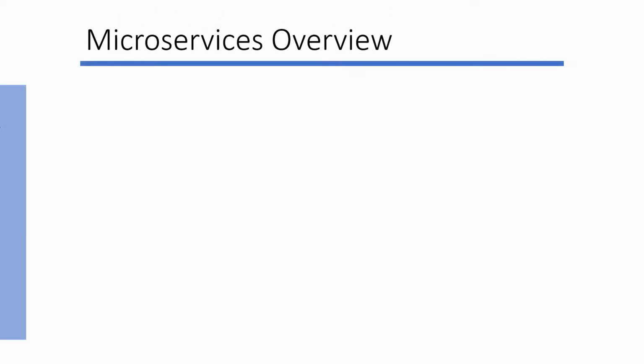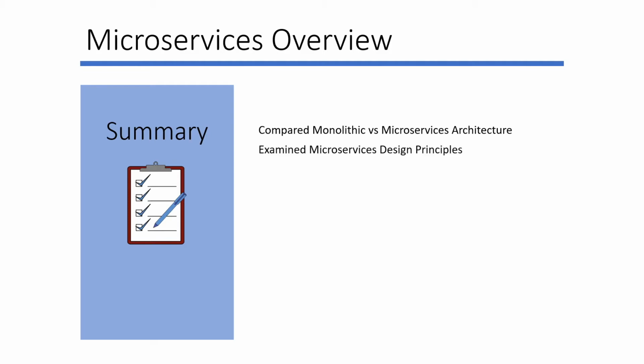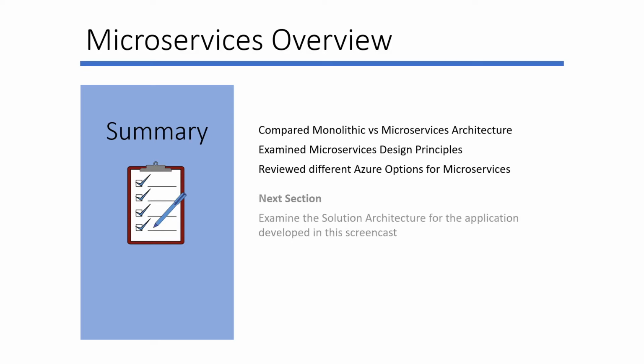So let's have a quick recap of what we learned in this section. We compared monolithic to microservices architecture and we saw the problems that the microservices architecture addresses. We examined microservices design principles, and we reviewed different Azure options for microservices. In the next section, we'll examine the solution architecture for the application developed in the screencast.